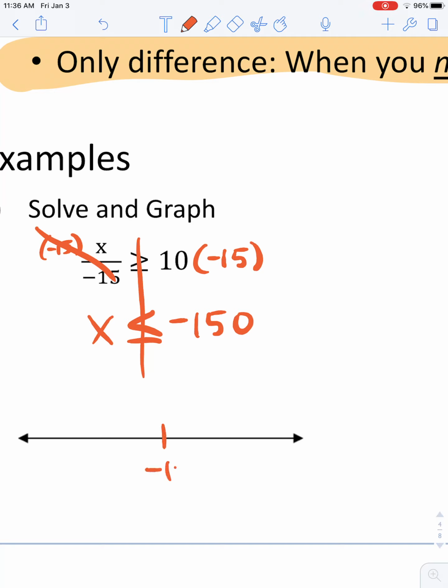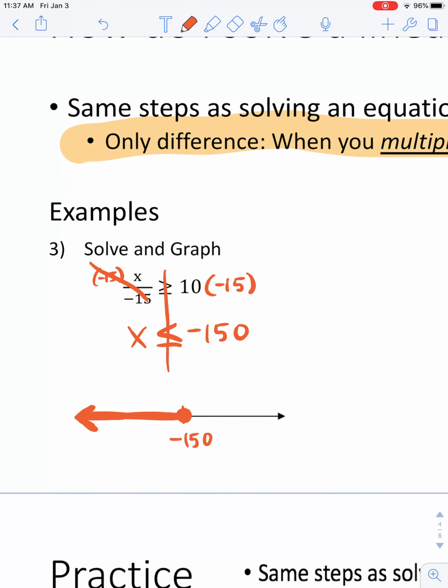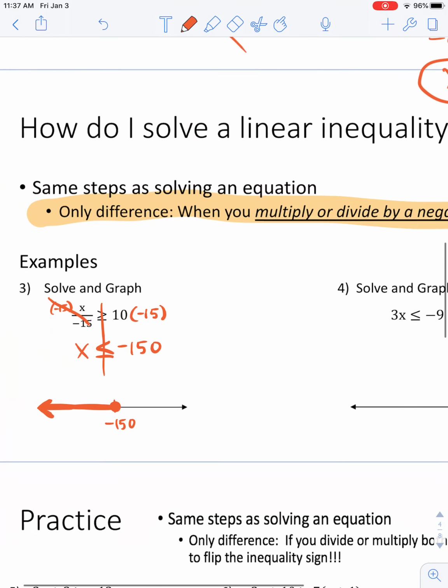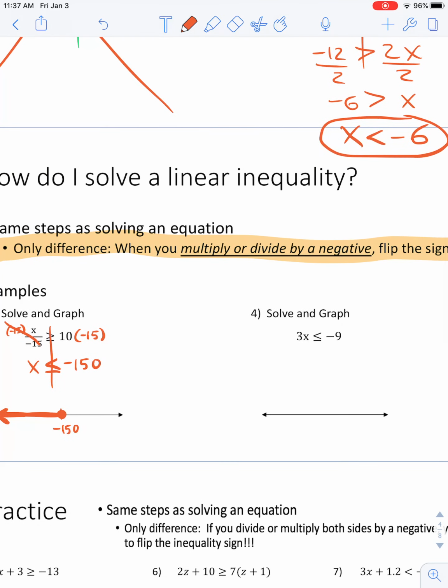Okay, so we put negative 150 on the number line. We draw a closed dot there, and we're going to shade to the left because it's a less than. And that's our answer. So that's the new trick that you have to know. When you multiply or divide by a negative, you have to flip the sign.